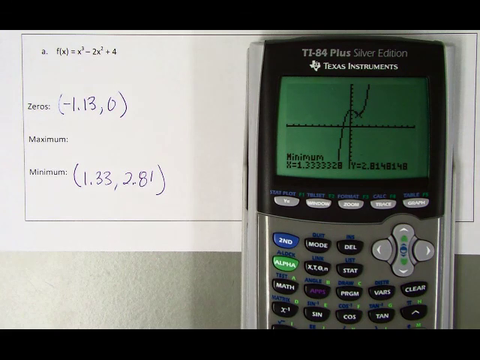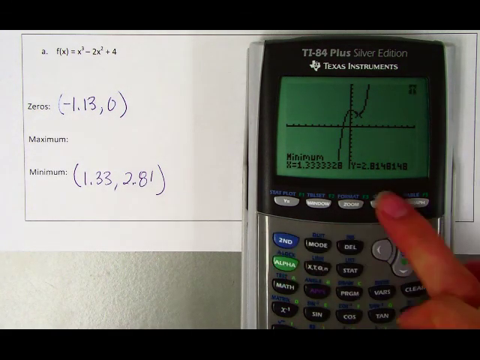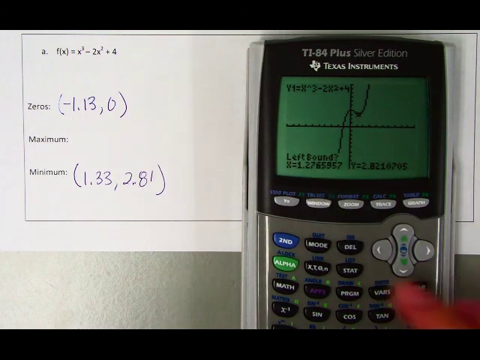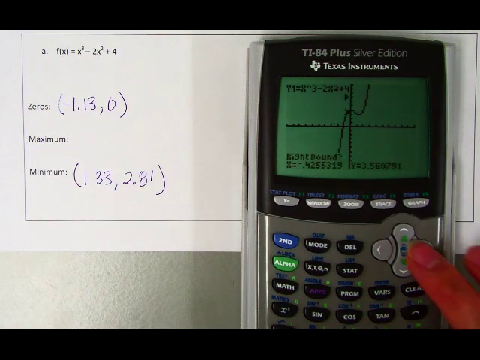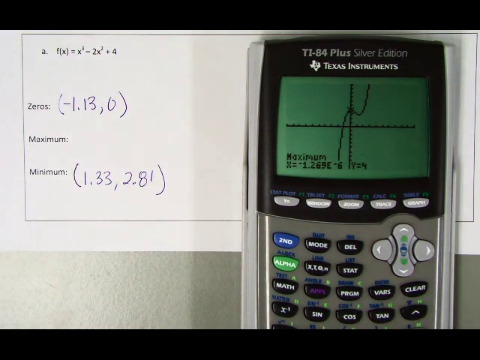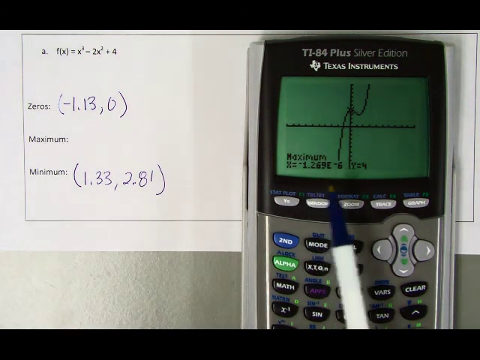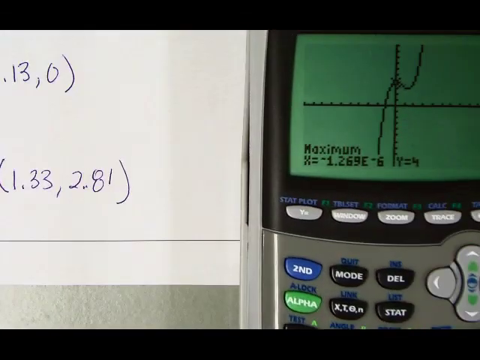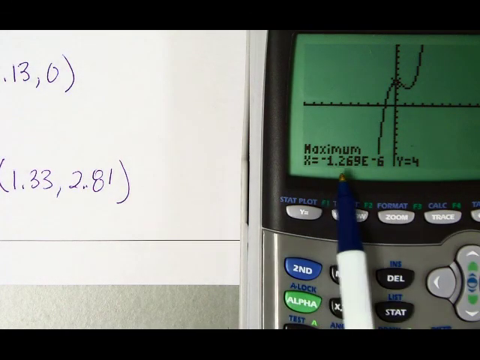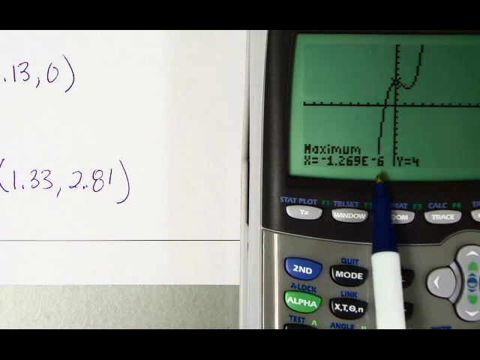Last but not least, we want to estimate our maximum. So if we go to second trace again, scroll down to maximum, it asks for a left bound, so I scroll a little left of where my maximum occurs. I scroll a little right of where my maximum occurs, and I hit enter again, and it's going to estimate that point. The one thing I want to make sure you notice is the value for x. I'll zoom in just a little bit so that you can see this. In this case, my x value is negative 1.269 e to the negative 6.